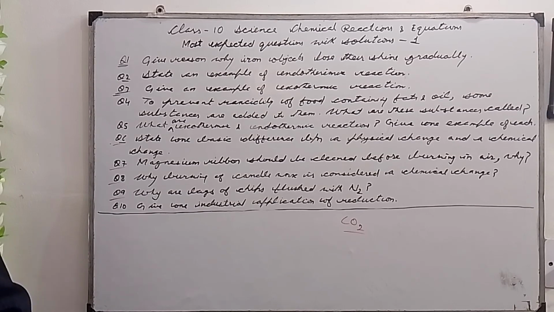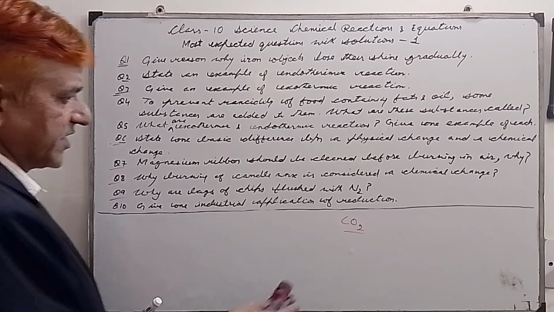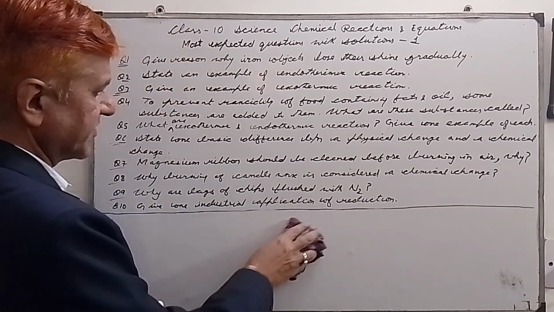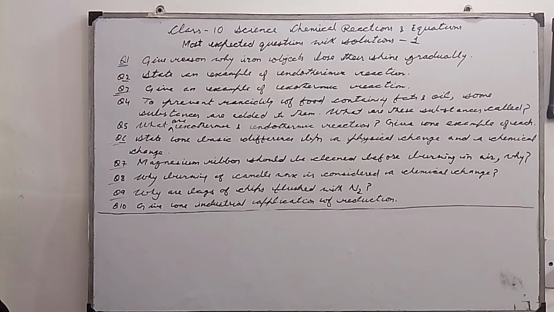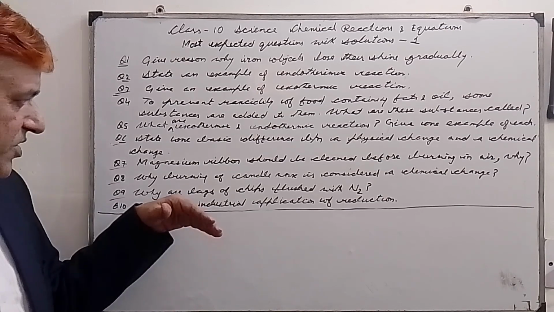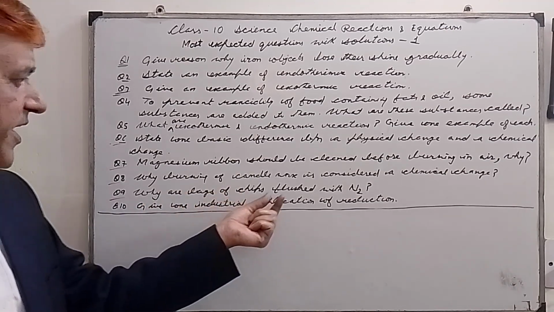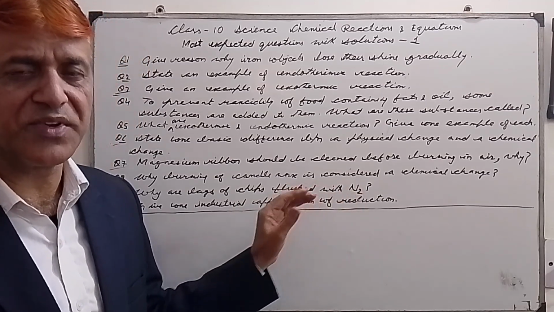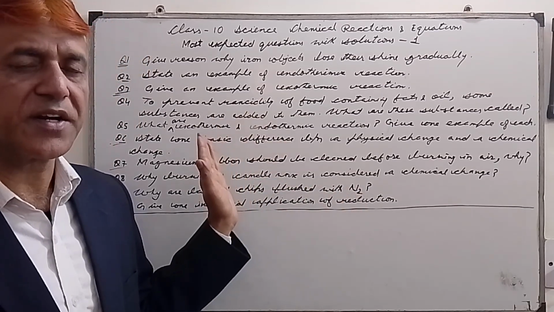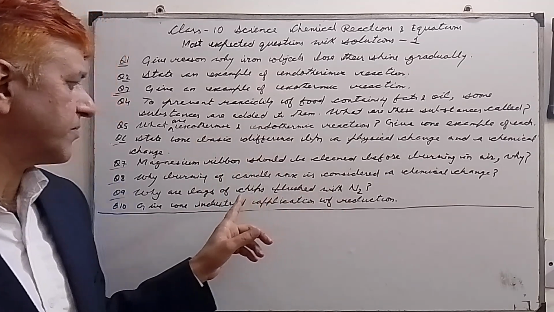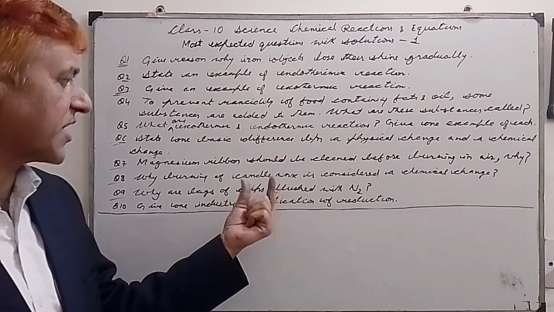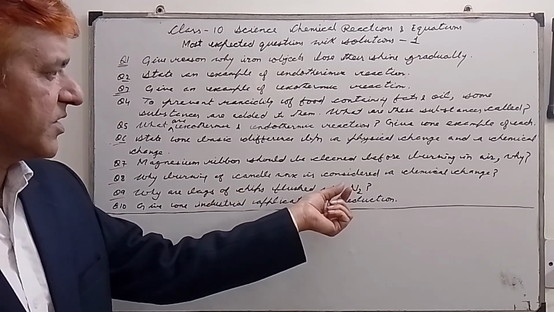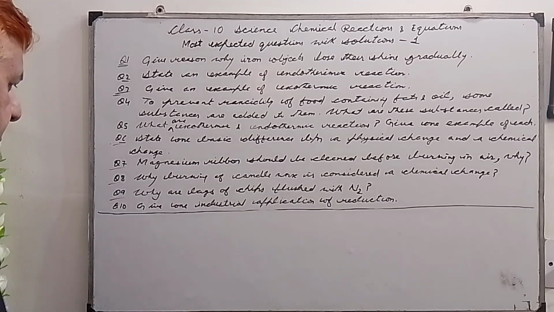So my dear students, chips are oily food. To remove oxygen from the air in bags of chips, they are filled with nitrogen, because nitrogen will replace oxygen, and nitrogen is an inert gas. So oxidation of chips will not take place. That is why bags of chips are flushed with nitrogen gas.